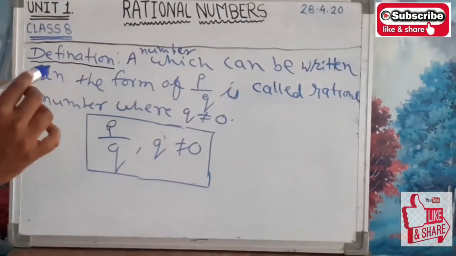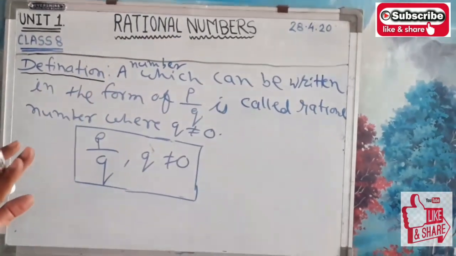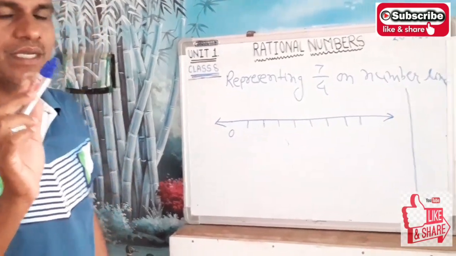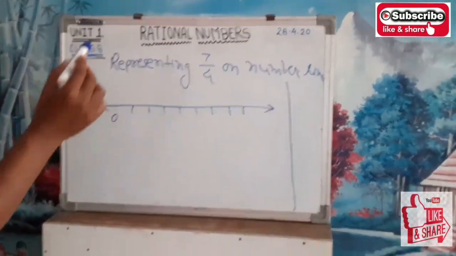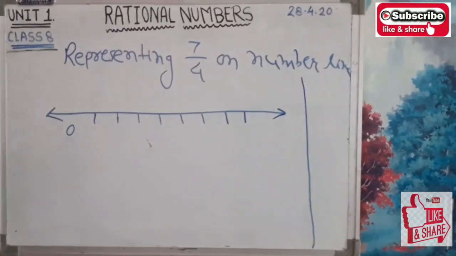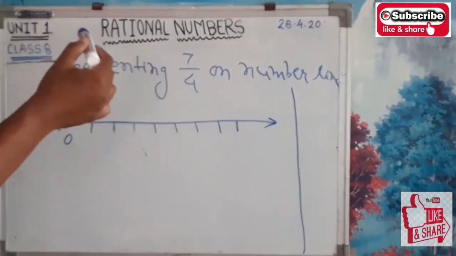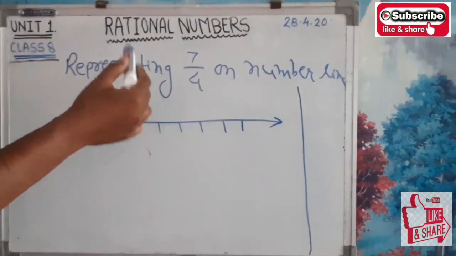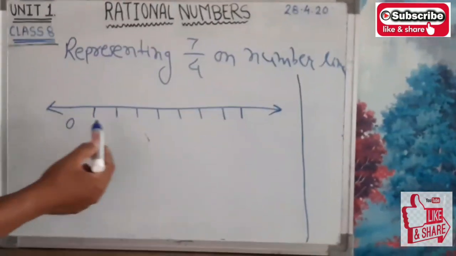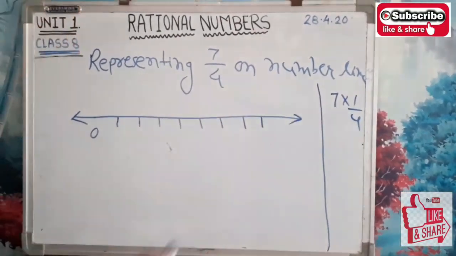Okay. Now we can represent this rational number on the number line. Representing 7 by 4 on the number line. This is a positive one. 7 by 4 is positive, so 7 by 4 will come just to the right of the 0. Here 7 is there, which means 7 times 1 by 4.